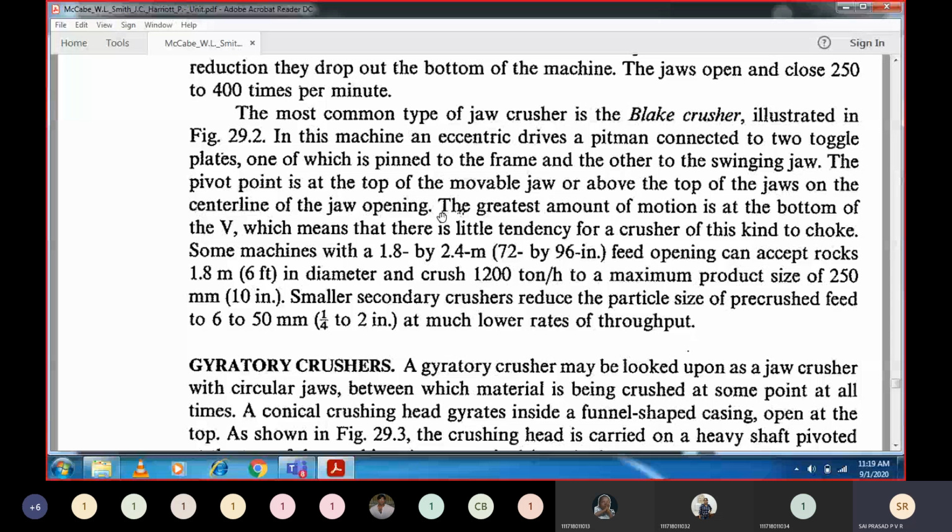So this is the area of the V section if you see from the top, and any particle passing through it will be subjected to crushing. And now as it is passing down, what is the maximum size of the rock which can be accepted?